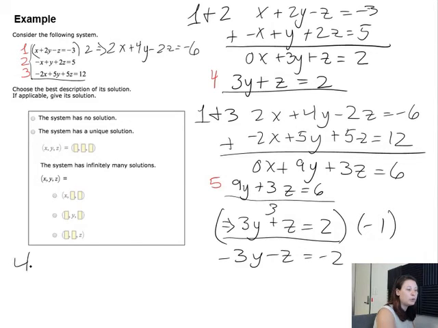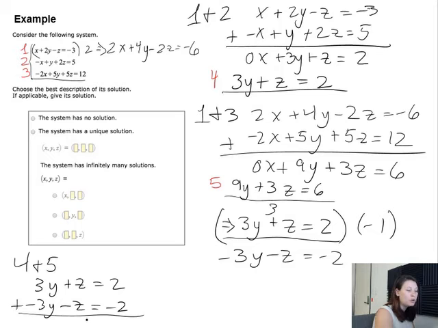Then if we did 4 and 5, we would have 3y plus z is equal to 2, and negative 3y minus z is equal to negative 2. Well, if we add those together, we get 0 equals 0. I hope 0 always equals 0, right? So that means this is just a true statement, always. That means this is infinitely many solutions, okay?